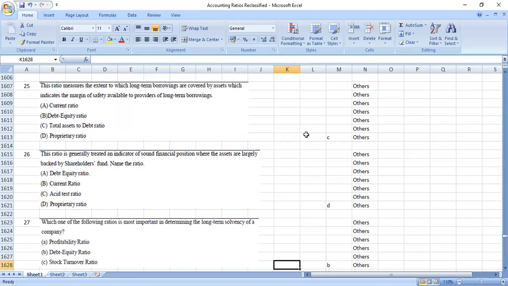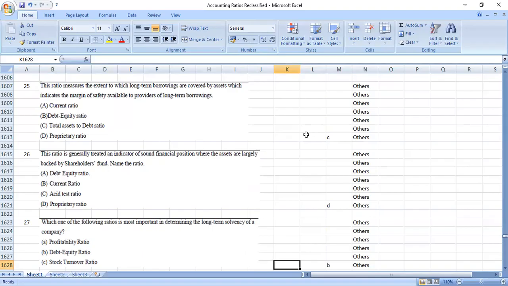Current ratio, debt equity ratio, total asset to debt ratio, proprietary ratio. Definitely not current ratio, debt equity ratio. Total assets to debt ratio: I have so much of total assets, so I have so many assets to sell and pay the debtors. So the answer is C, total asset to debt ratio. Exactly, my dear children. 26.